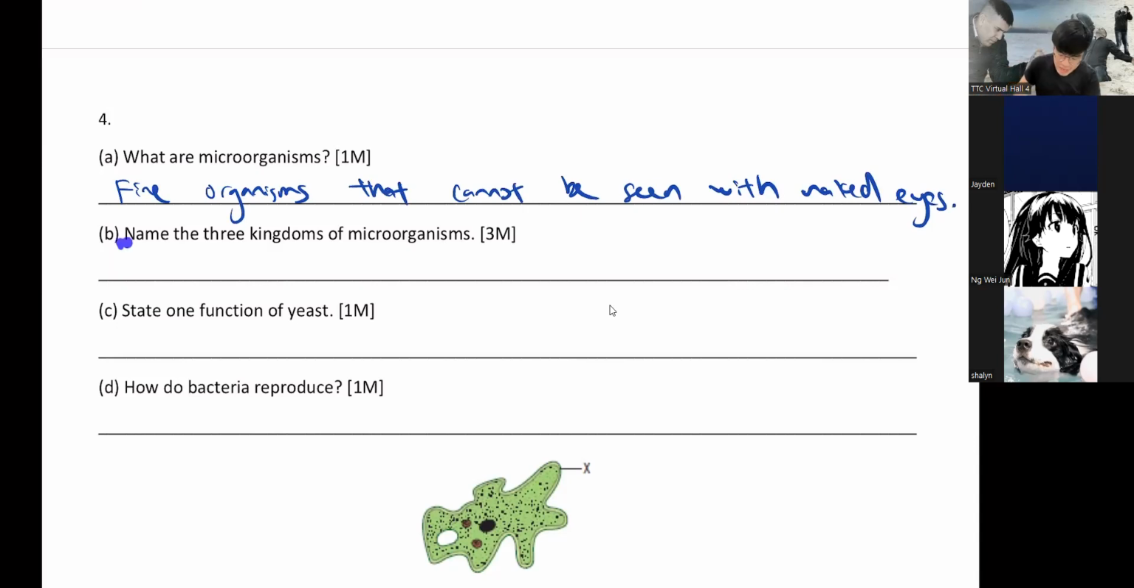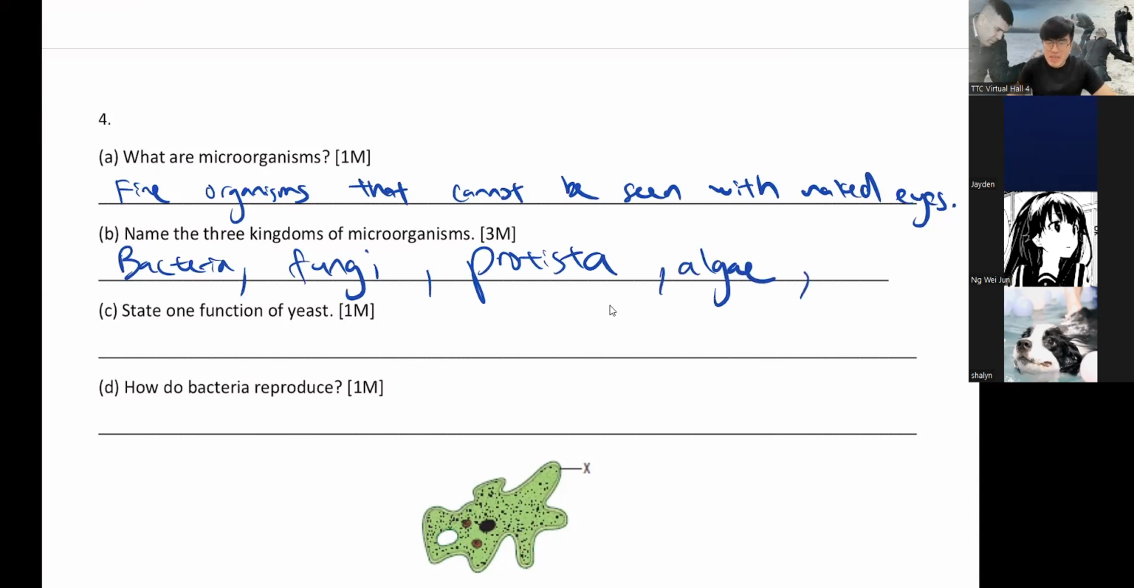So next, name the 3 kingdoms of microorganisms. You have bacteria, you have fungi, and you have something called protista. You learned this last year, right? I hope. In fact, we have 5 kingdoms. We have bacteria, fungi, protista, and one more, which is algae.